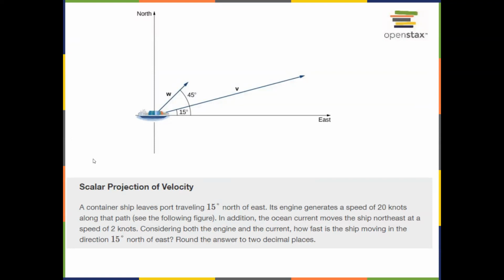A scalar projection of velocity. Here's our nice little boat. A container ship leaves port traveling 15 degrees north of east. Its engine generates a speed of 20 knots along the path. See the following figure. In addition, the ocean current moves the ship northeast at a speed of 2 knots. Consider both the engine and the current. How fast is the ship moving in the direction 15 degrees north of east? Round your answer to 2 decimal places.